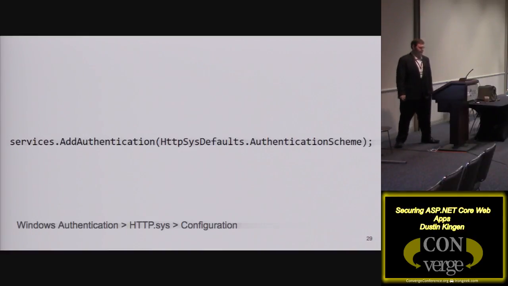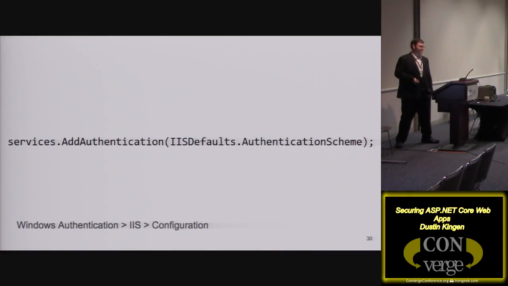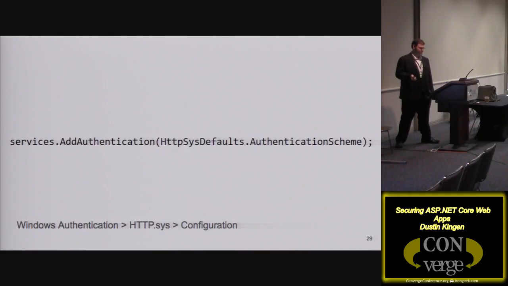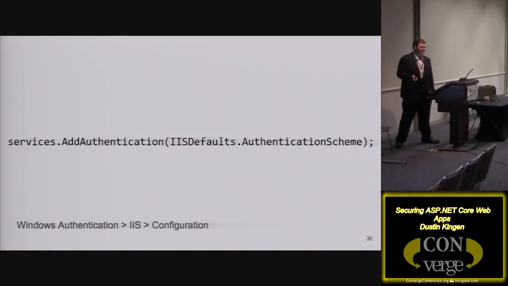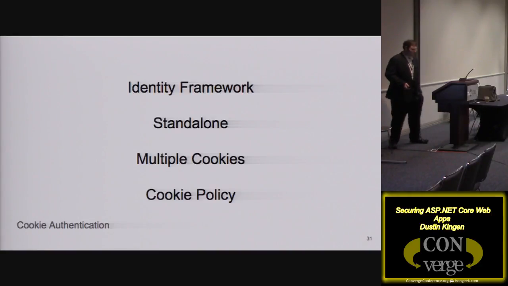And then, in order to configure it, we just go into our configure services block like before, and then we just add in HTTP.sys as our authentication scheme. And for IIS, it's pretty similar. You'll notice between the two slides, what has changed? HTTP.sys defaults, IIS defaults. You can pretty much find anything with a defaults. Cookie defaults, tons of defaults.